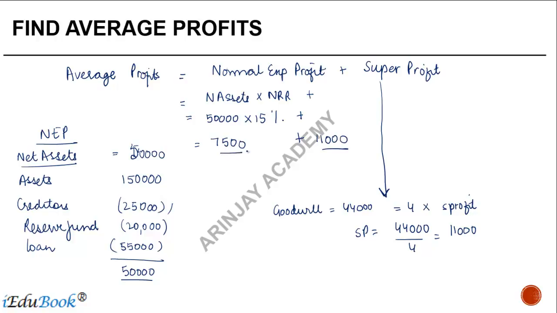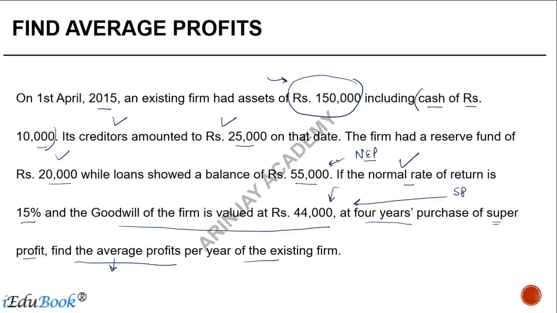My normal profit was 7,500. I needed to find out the actual profits during the year. That's going to be 18,500. Right? So my average profits goes to 18,500 and that is the requirement that I had to meet in this question.